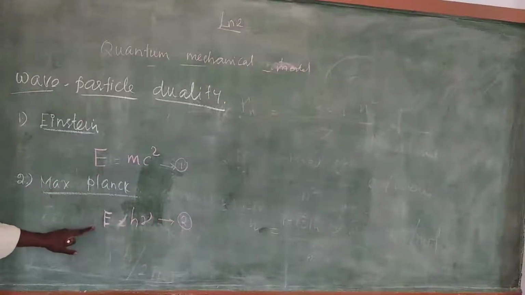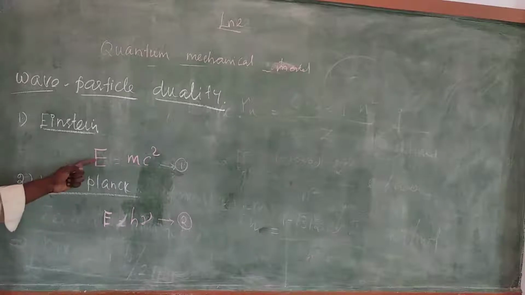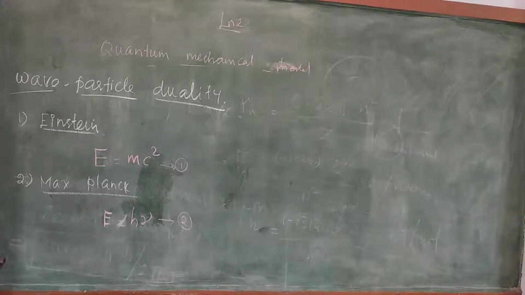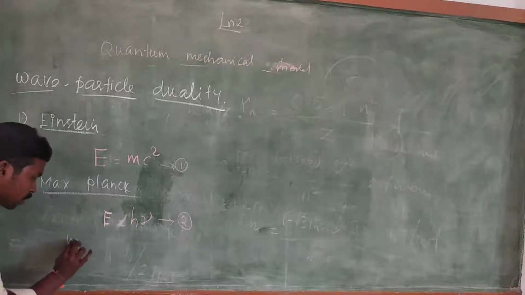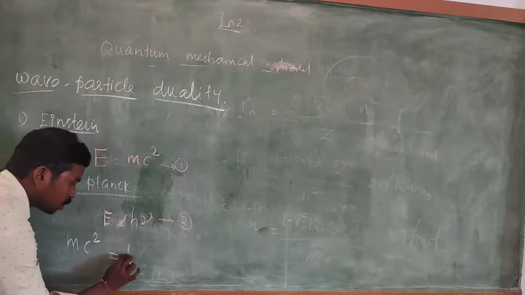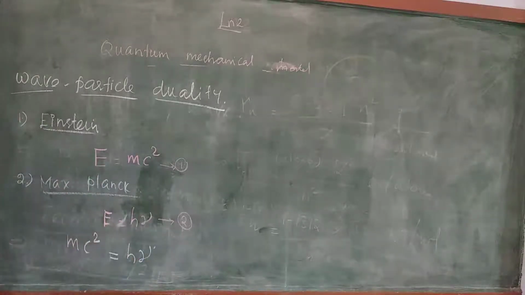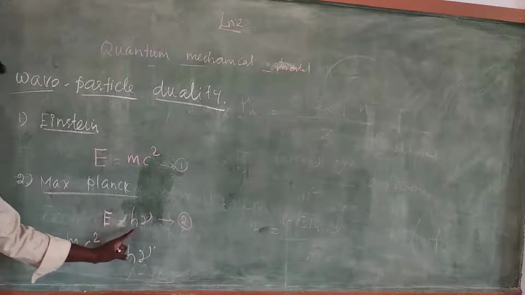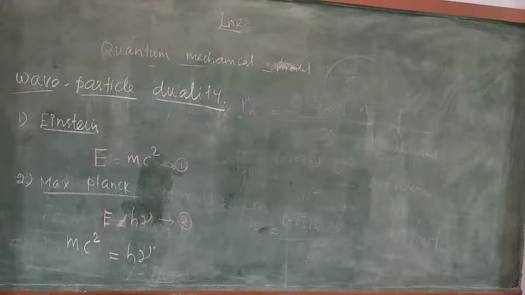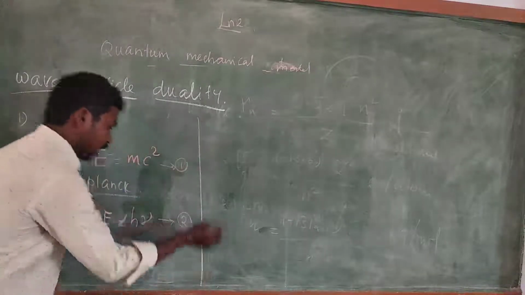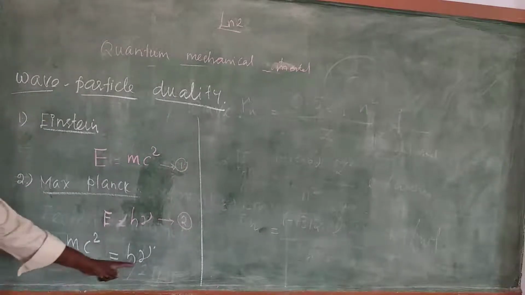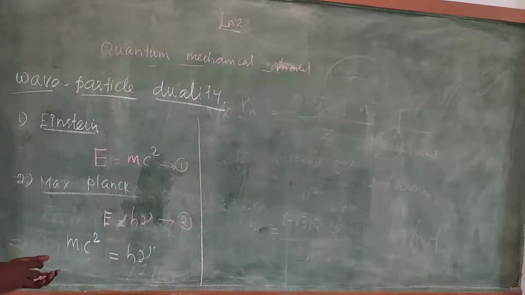And in both these equations, here also an energy term and here also an energy term. So we can equate them. By equating, we can write mc square is equal to h nu. Here E is the energy, h is the Planck's constant, and nu is the frequency of light. And the value of nu will be equal to c by lambda.